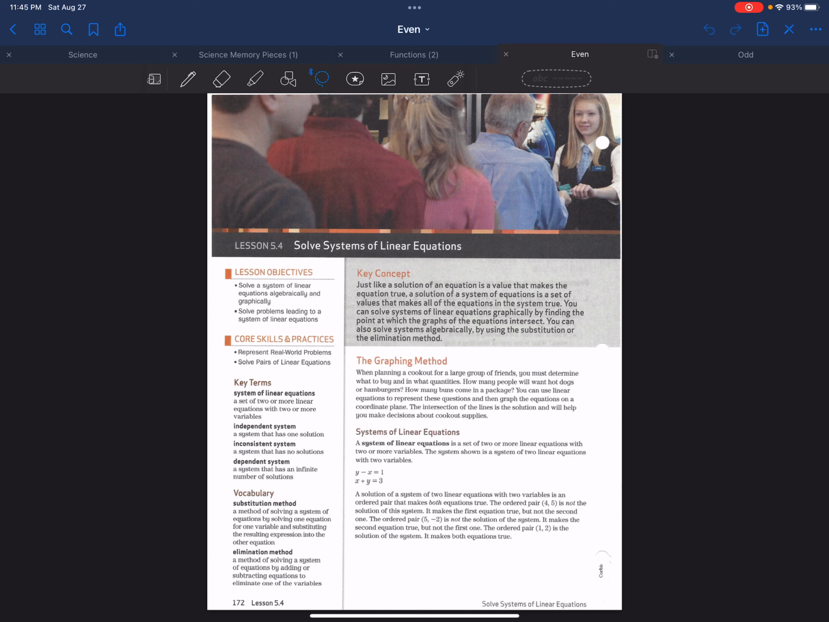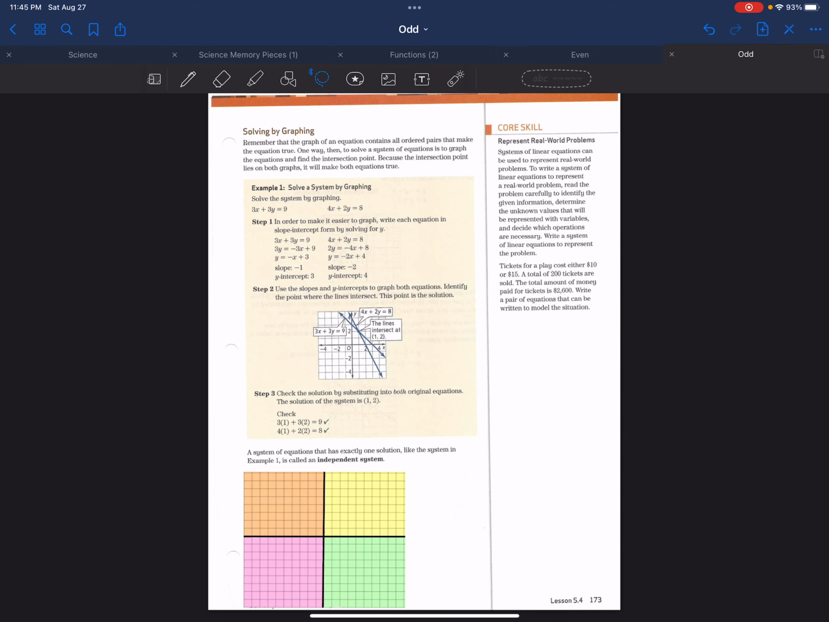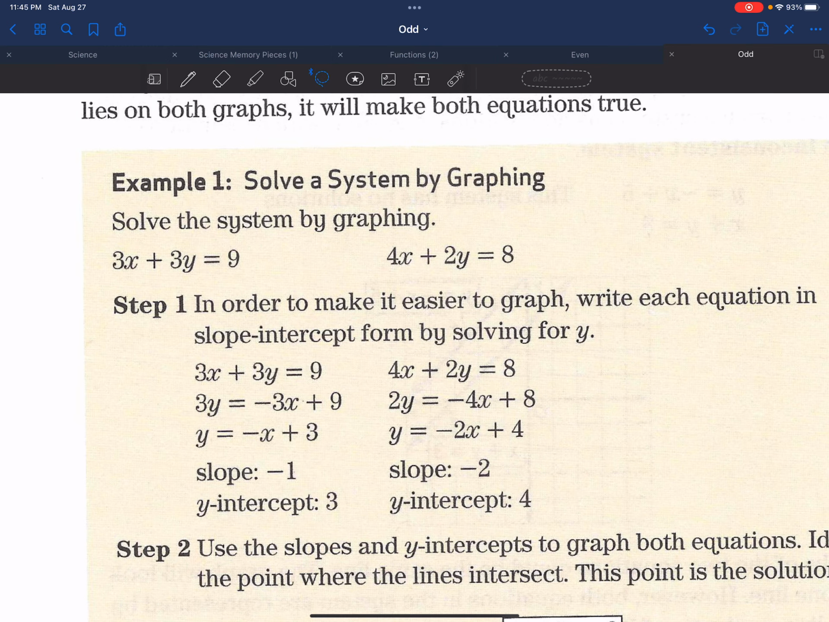And I'm not going to read this word for word. If you want to do that, that is fine. But I'm going to go ahead and jump over to page 173 and just show you this example. So, example 1 in the textbook says to solve a system by graphing. And the two equations that we want to use are right here.